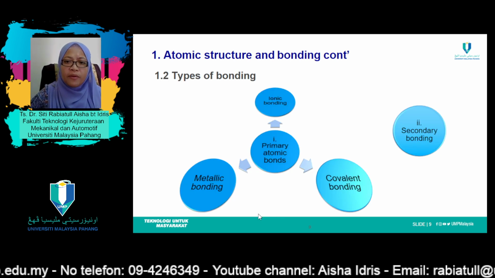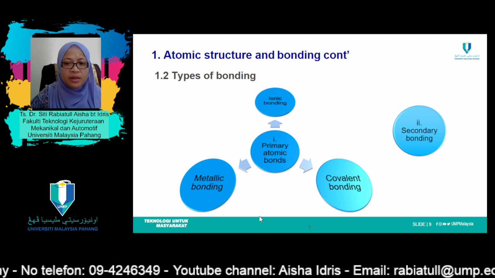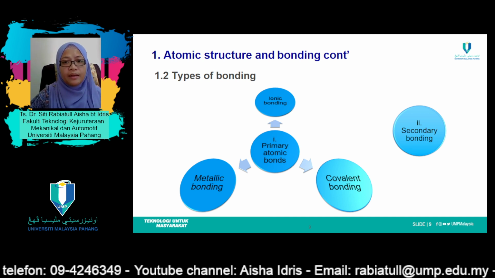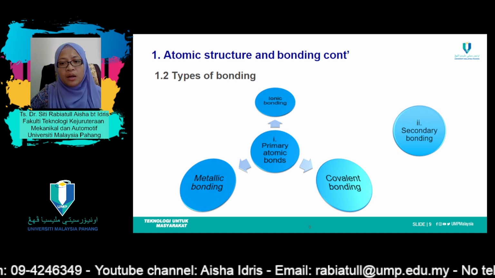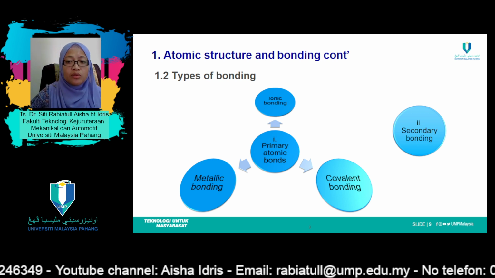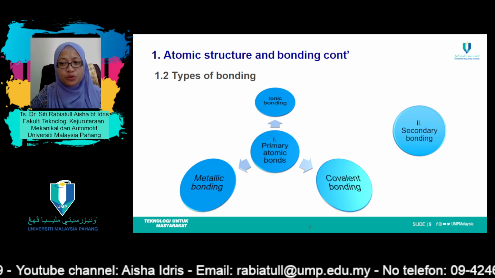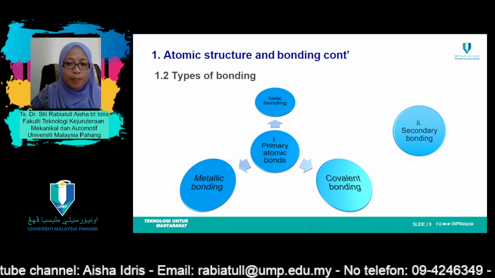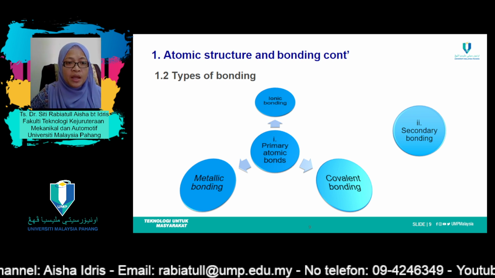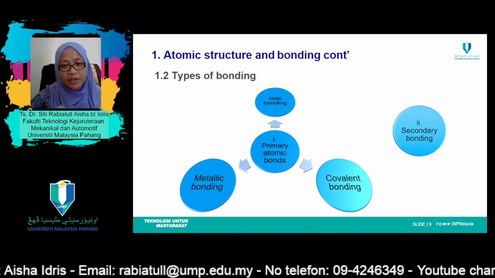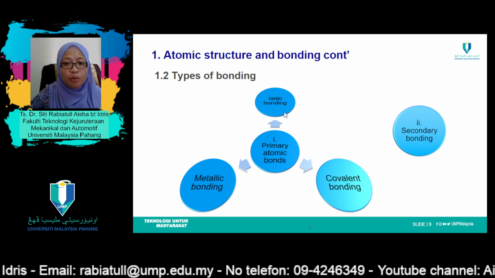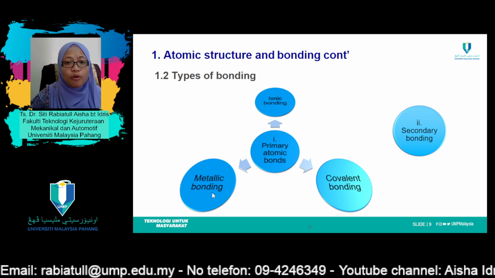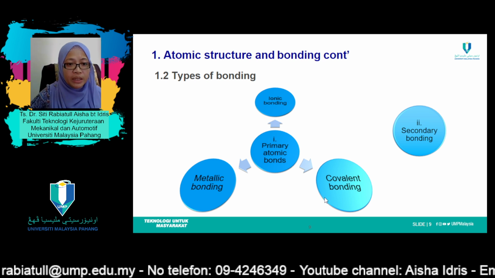There are, in major, two types of bonding in atomic structure. Number one is primary atomic bonding, and second one is secondary bonding. Primary atomic bonding can be classified into three types, which are ionic bonding, metallic bonding, and covalent bonding.